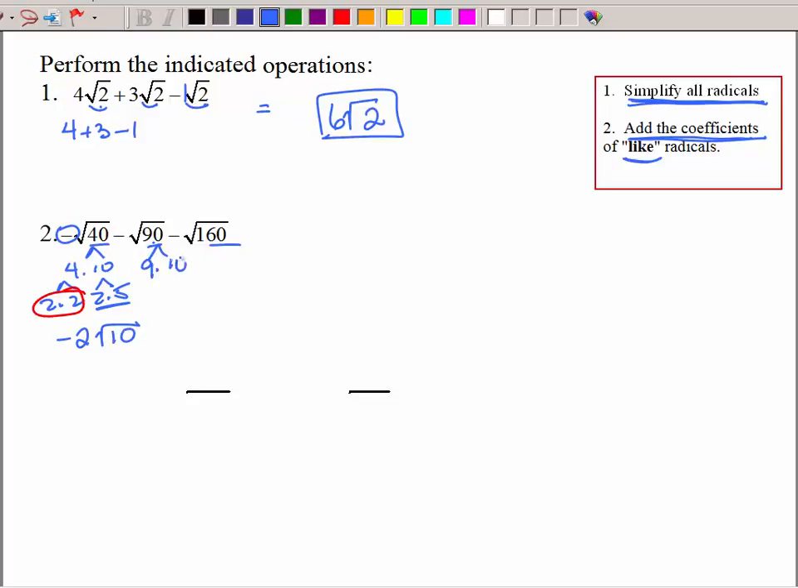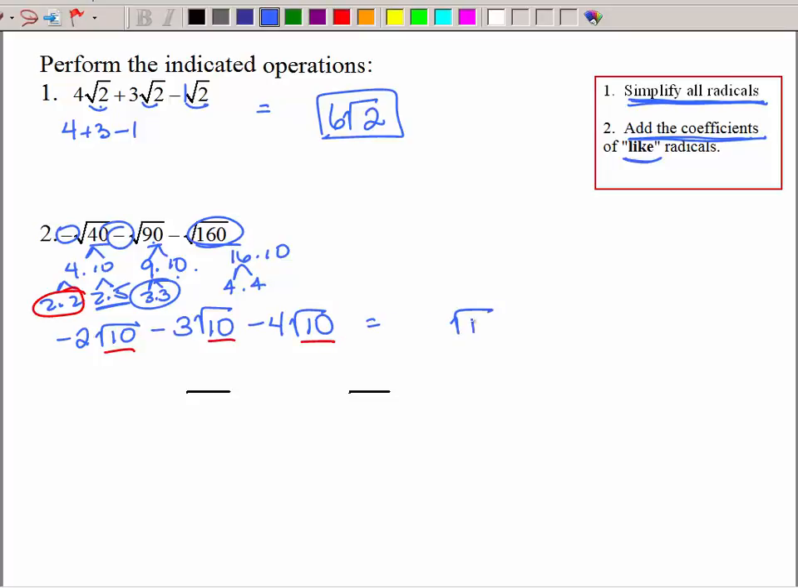90, you should know that's 9 times 10, which is 3 times 3 and 2 times 5. So again, don't forget that negative. The 3 comes out and the 10 stays in. Then hopefully you're kind of seeing a pattern here. So this is 16 times 10, and I know that 16 is 4 times 4, so I have minus 4 times the square root of 10. Now all the square roots are the same, so we can keep the square root and then put together the coefficients. So negative 2 minus 3 is negative 5, minus 4 is negative 9. All right, so simplify and collect like terms.